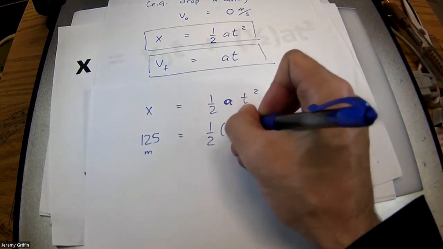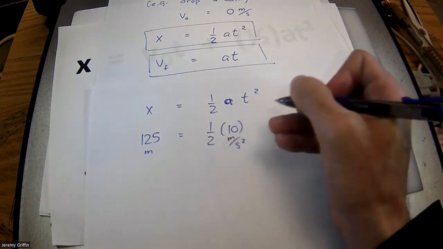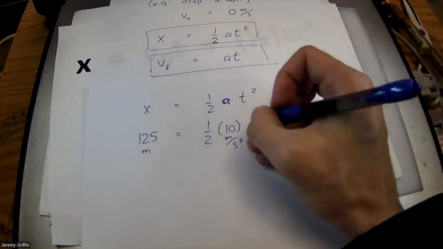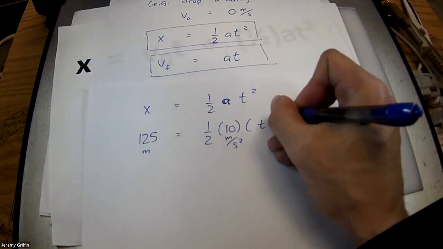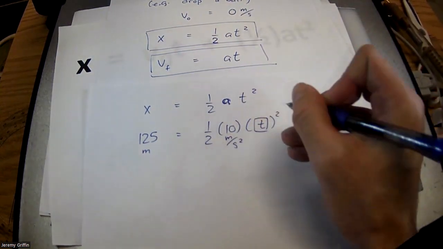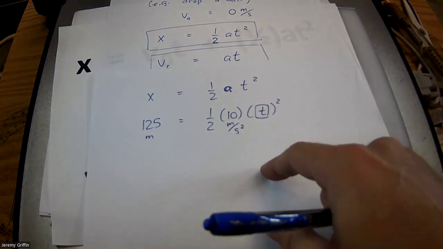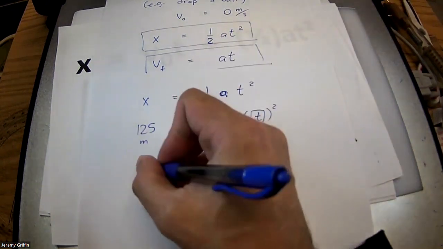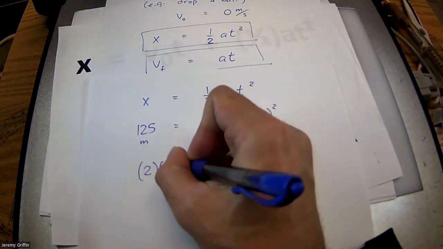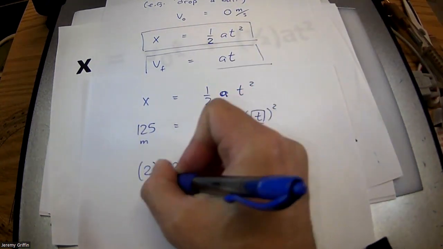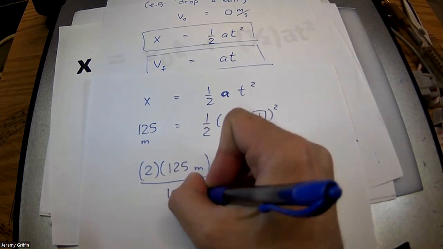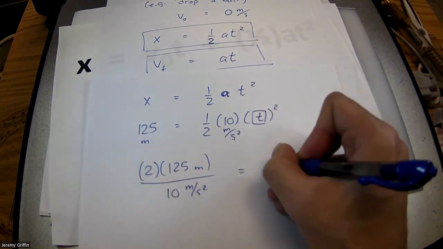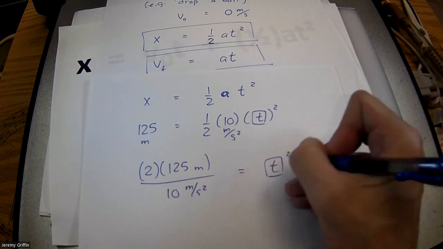It's picking up at 10 meters per second squared. That's the rate that it's speeding up. Okay? It does that for some time. And don't forget to square that. Okay, so we have to do a little bit of algebra here. Can I cross multiply the 2 and divide by 10? So 2 times 125 meters divided by 10 meters per second squared is equal to t squared.